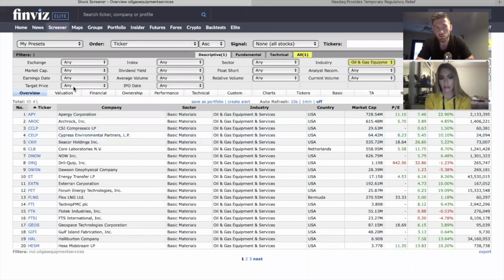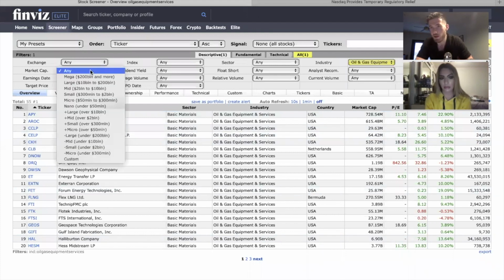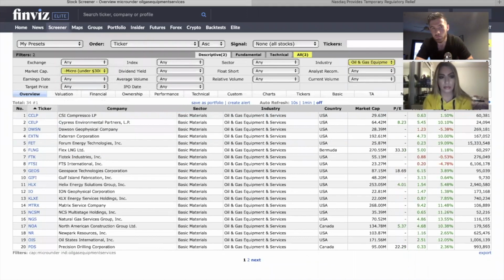And a little quick adjustment, I like to change my market cap. I like to start with negative micro here. And that kind of condenses the list a little bit more for me because these are the type of stocks that I'm more comfortable with because with volume, these stocks tend to move kind of quickly and you can have some really nice moves with that.